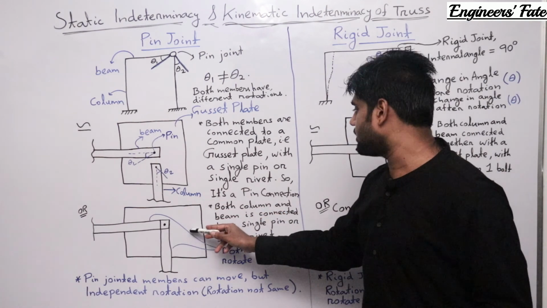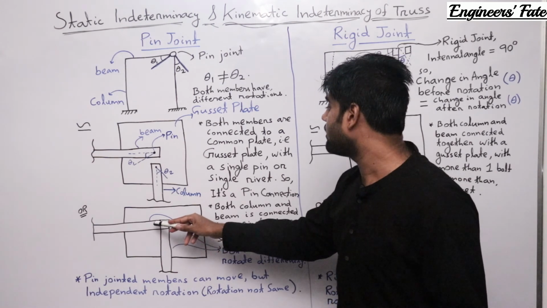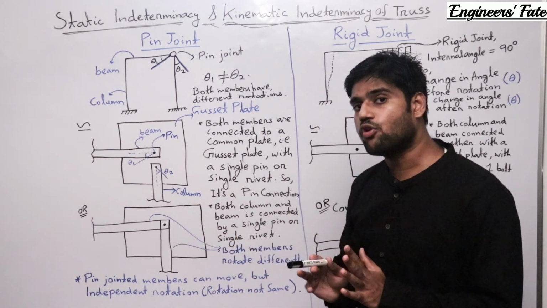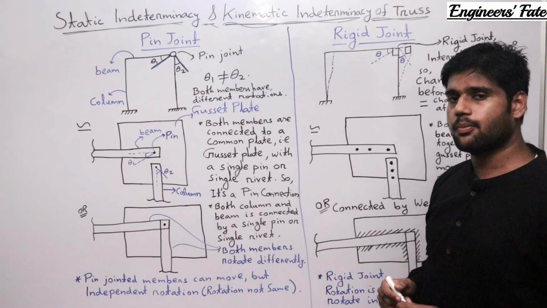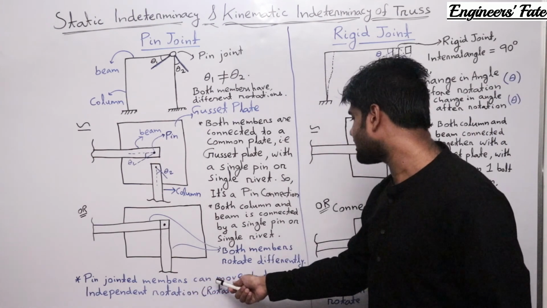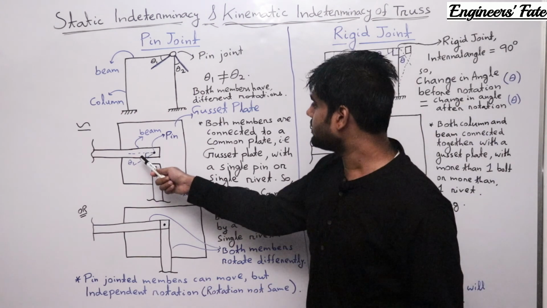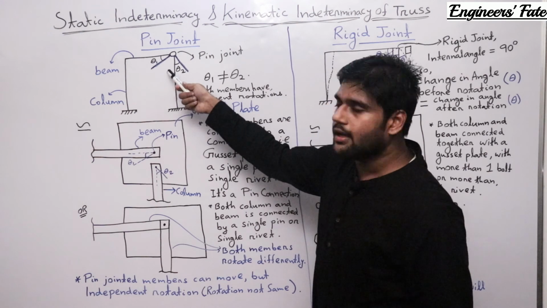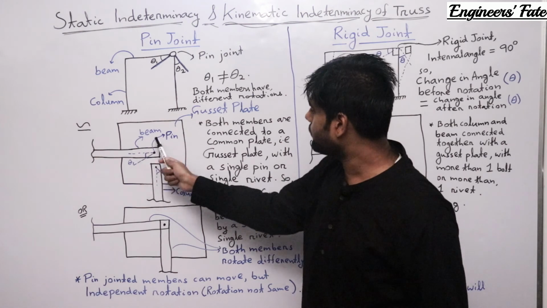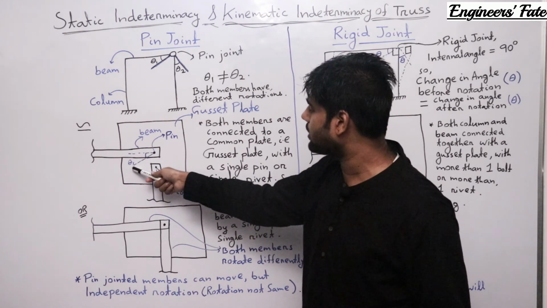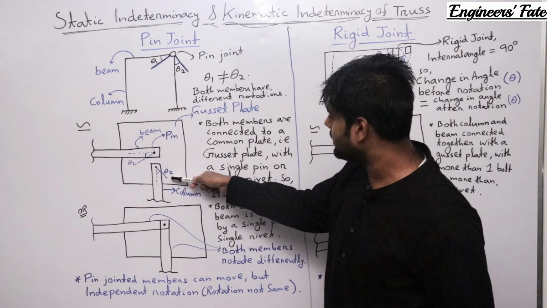Now let's come to this. Here also, the single pin is connected with a beam and column, and they both lie in the same gusset plate. So the point to note for the pin joint is that pin jointed members can move with independent rotation, meaning the rotation will not be the same. Suppose the structure undergoes some deformation, so the rotation will occur. This is the rotation of the beam, so the rotation can be theta 1, and this is the rotation of the column, that is, the rotation will be theta 2.